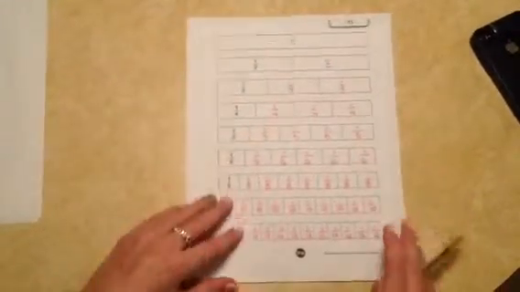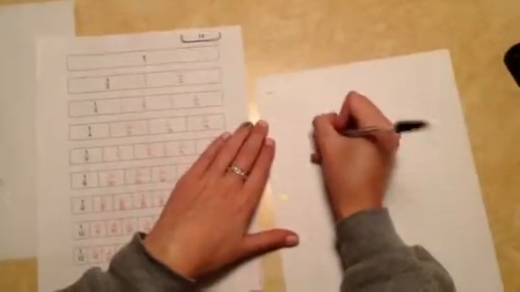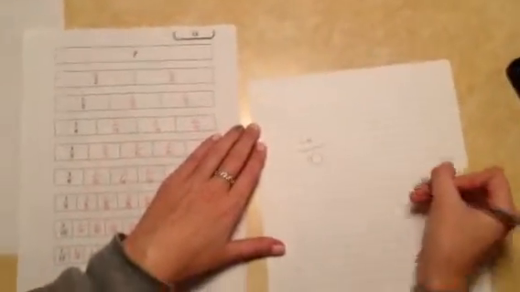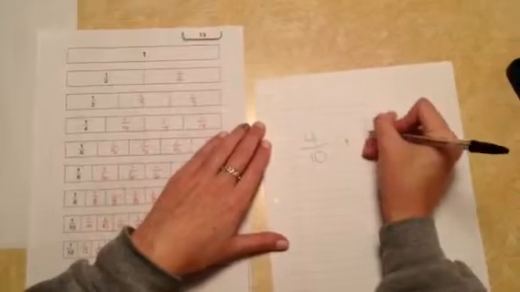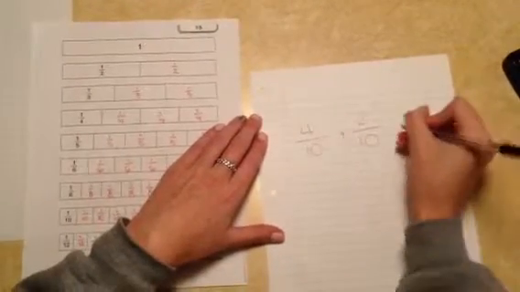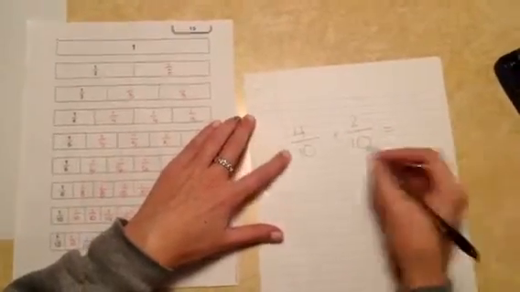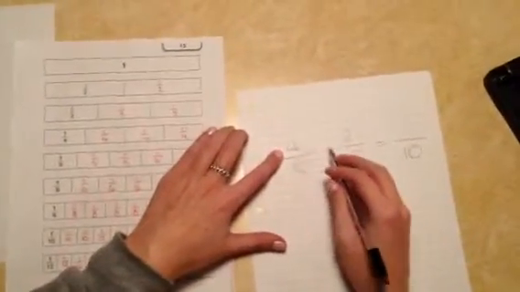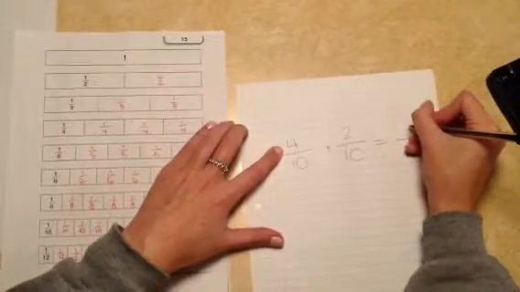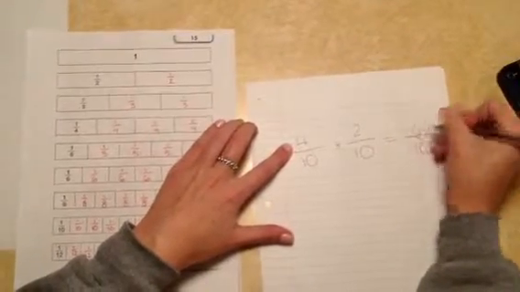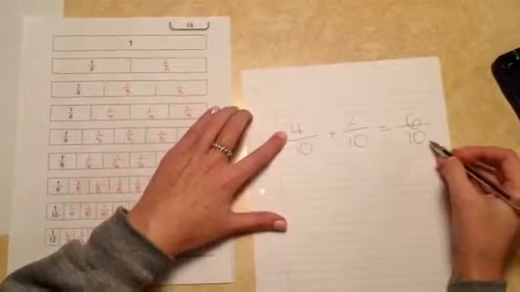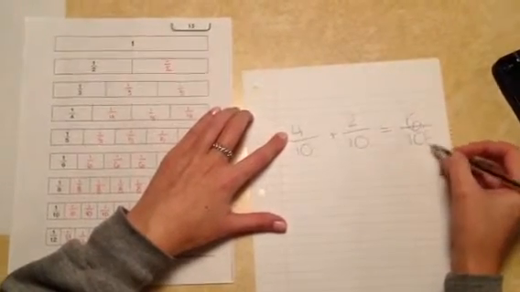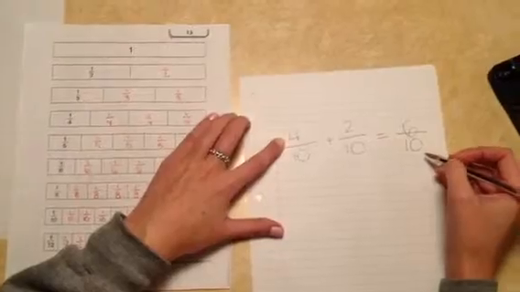Let's try a different one. Let's say you're given 4/10 plus 2/10, and you have to add the two together. And you already know that you leave the denominator the same, add the numerators, so 4 plus 2 is 6. So 6/10. Now that's a tricky fraction. So what we could do is simplify that and make it easier. So let's use our fraction strips for that.